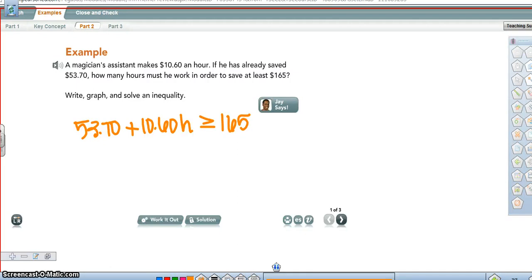All right, when we solve our inequality, we're going to start with the addition or subtraction, then we can do the multiplication or division last. And we're going to keep in mind that if we multiply or divide by a negative value, we're going to have to switch that inequality sign.